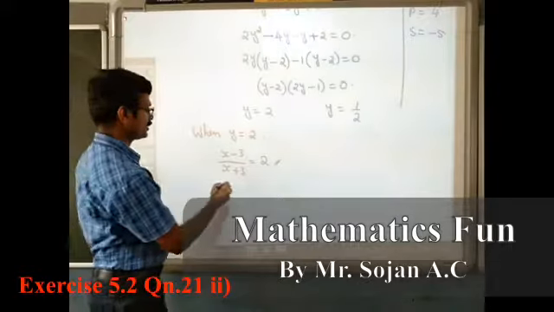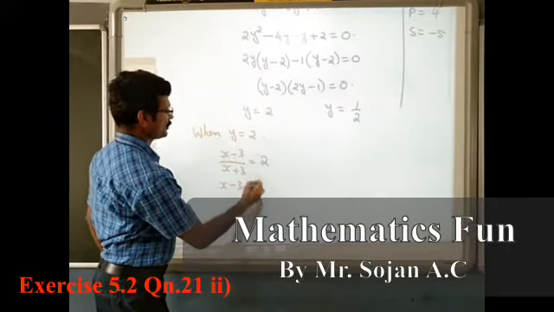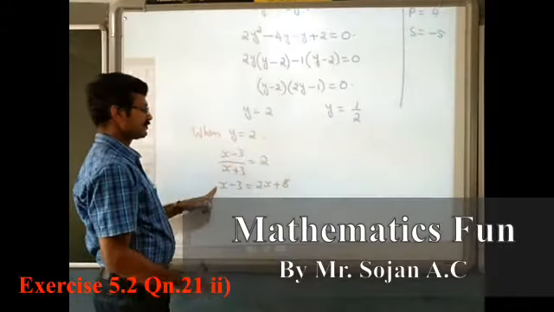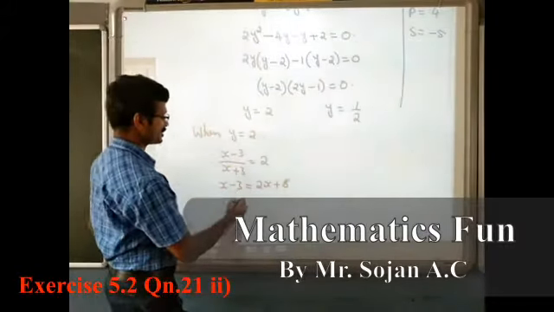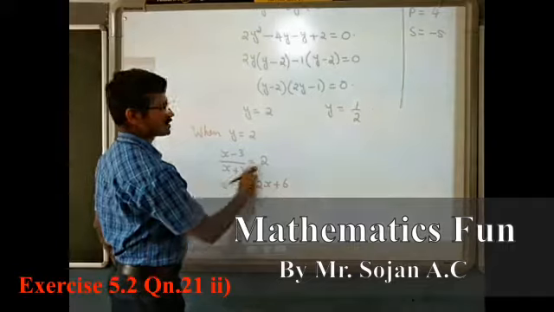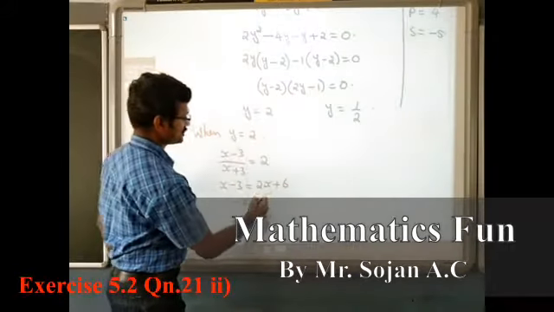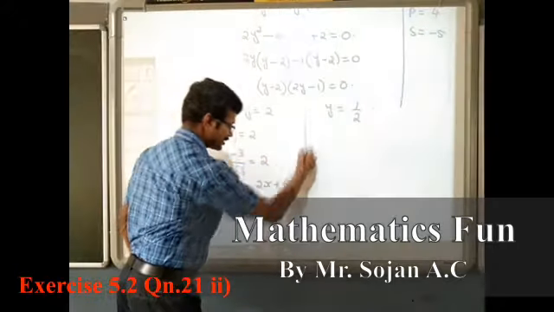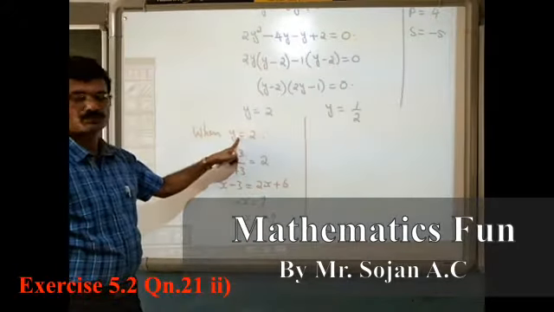I'll cross multiply. x minus 3 is equal to 2x plus 6. Group x on one side, x minus 2x is minus x, minus 3 I am taking that side plus 3, so 6 plus 3 is 9, and x is equal to minus 9. This is when y is equal to 2.